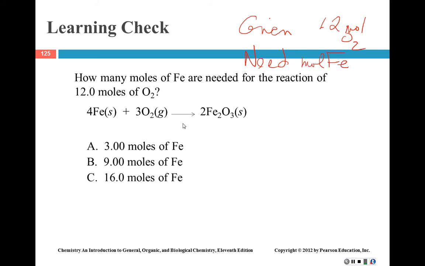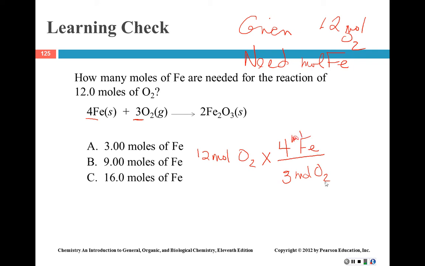So to set that up, what I'm going to do is I start with what I have, 12 moles of oxygen. And I know that whatever I do, I'm going to have moles of oxygen down here, aren't I? Because that's how my conversion works. So what is the molar ratio between oxygen and iron? Well, for every 3 moles of oxygen, I need 4 moles of iron. Yes?